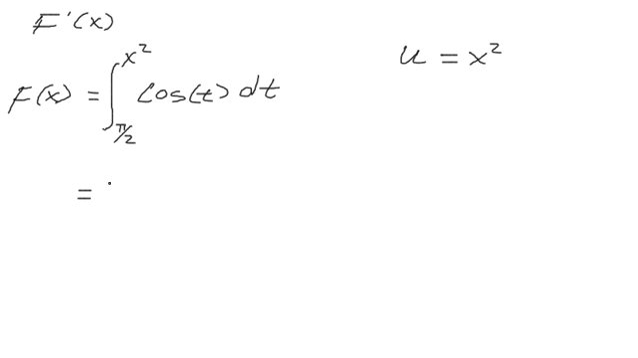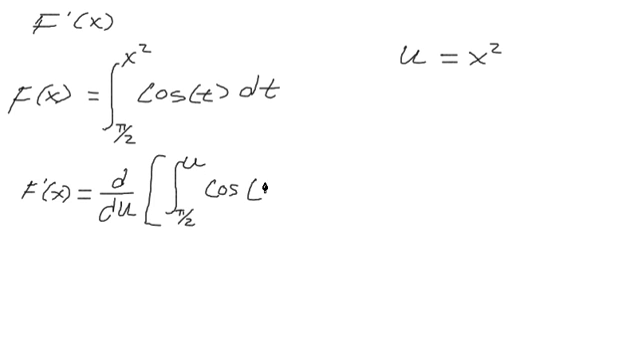And this is going to be equal to our f prime of x, which we're wanting to find here. Okay. And I'm going to say d over du, and we're taking the integral between pi halves and u. So you see we substituted this x squared here for the u. Right. And we go ahead and just rewrite everything else, cosine t dt.